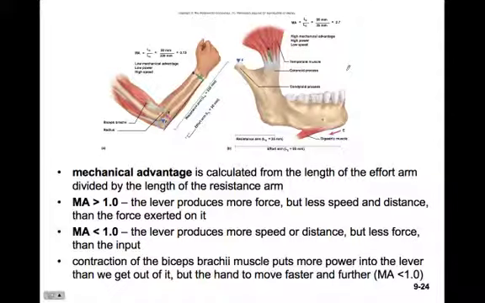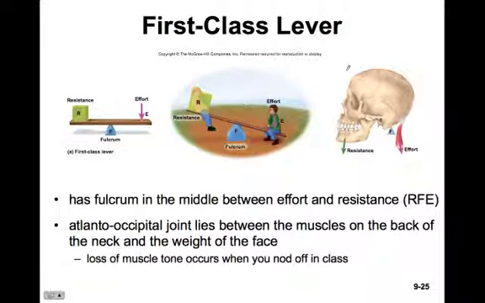So there are 3 different classes of levers. The first class lever has a fulcrum in the middle between the effort and resistance. It's the seesaw example. We have resistance, fulcrum, effort. The atlanto-occipital joint is a great example of that. The joint lies between the muscles on the back of the neck and the weight of the face. So we have the resistance, which is the weight of the face, and the muscles on the back of the neck that hold the head back.